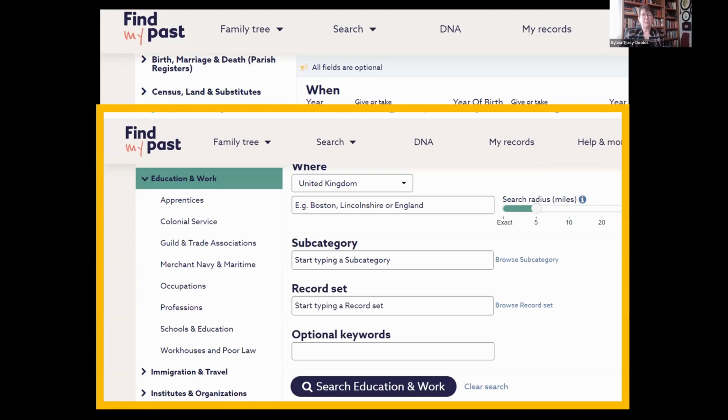We've got merchant, navy, and maritime, occupations, professions, lots of great ways to search for our ancestors. You think of that seaman that we found in the earlier record. All we had is a name and that he was a seaman. This type of information might help if we just look under occupations. So a variety of ways to look at databases differently.